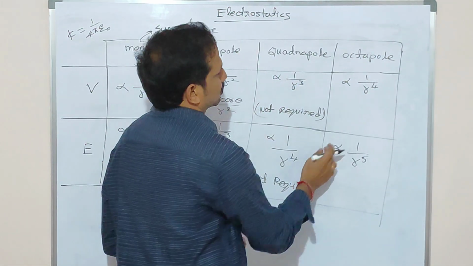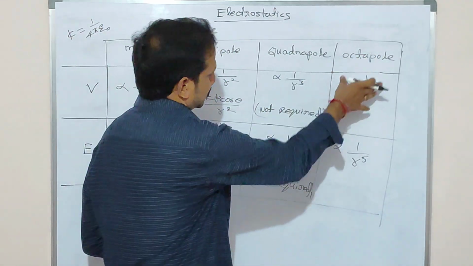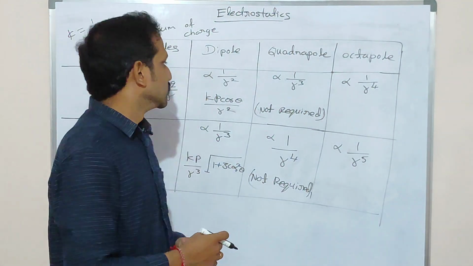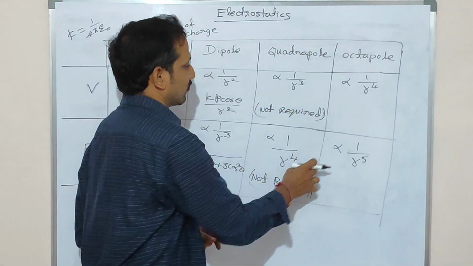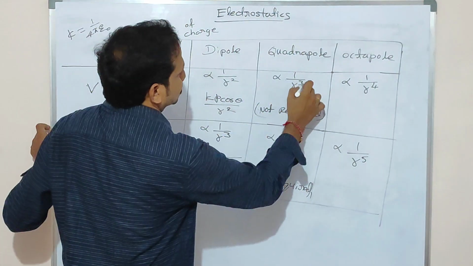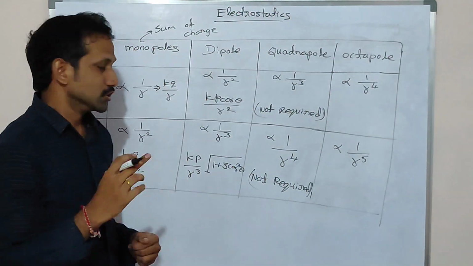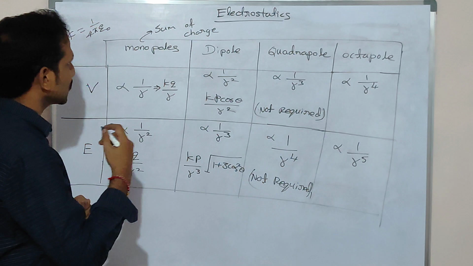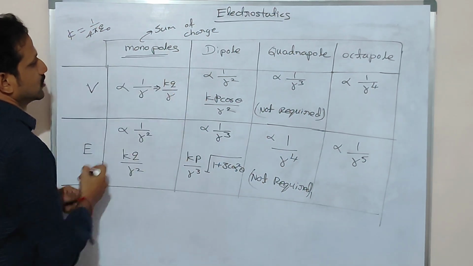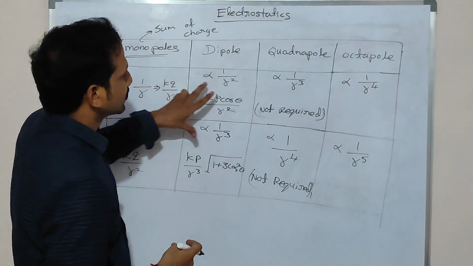What about the formulas for octupole potential and octupole field? It's not required for NEET and JEE exams, so don't worry about the exact formula of these two. But they can ask you just the proportionality of V and E on small r. You can remember it easily. Suppose they ask the potential due to monopoles: it is inversely proportional to r, and the field is going to be 1 by r square. Like that, if you remember this chart.